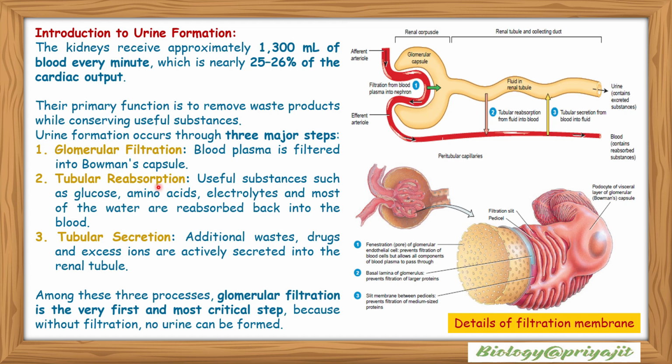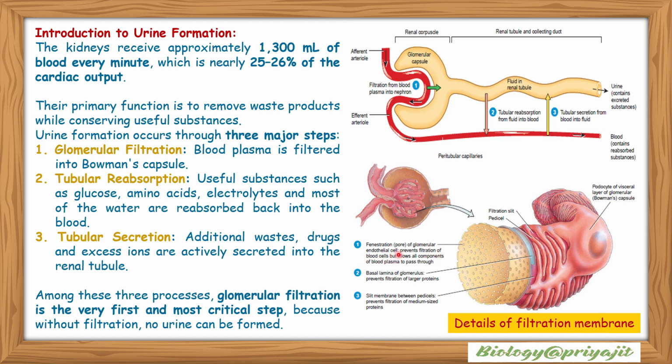Second step is tubular reabsorption, from fluid into the blood. Third step is tubular secretion. Additional wastes, drugs and excess ions are actively secreted into the renal tubule. Among these three steps, glomerular filtration is the very first and most critical step, because without filtration no urine can be formed. So these are the details of the filtration membrane.